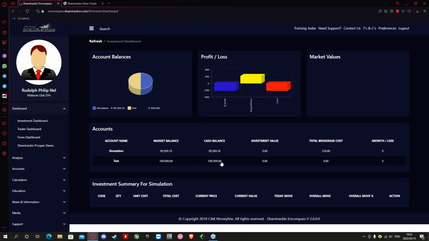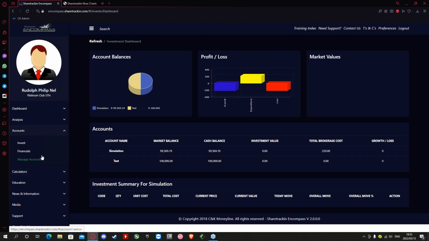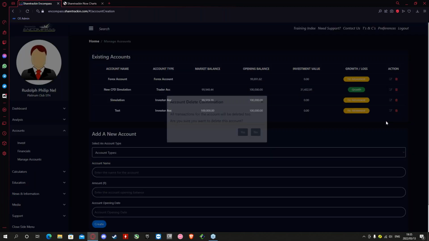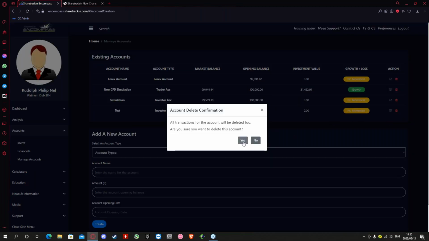If I want to delete the account, all I do is go to account, go to manage accounts. On the right hand side, click on the delete. So I just click on delete, or on the little dustbin next to it, and say yes.